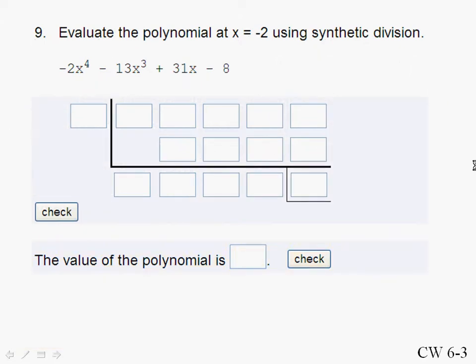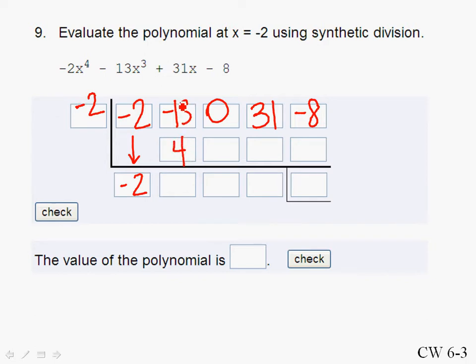For number 9, evaluate the polynomial at x equals negative 2 using synthetic division. So our a value is negative 2. Our coefficients are negative 2, negative 13, 0 because there's no quadratic term, 31, and negative 8. Carrying down our first number, we have negative 2. Negative 2 times negative 2 is positive 4. Add the column, we get negative 9.